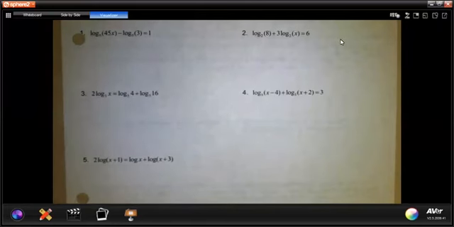Today we're going to go ahead and solve logs that are a little bit more steps than what we started with. Last time we introduced you guys to solving logs, now we're going to step it up a little bit. We've got log base 5 of 45x minus log base 5 of 3 equals 1.